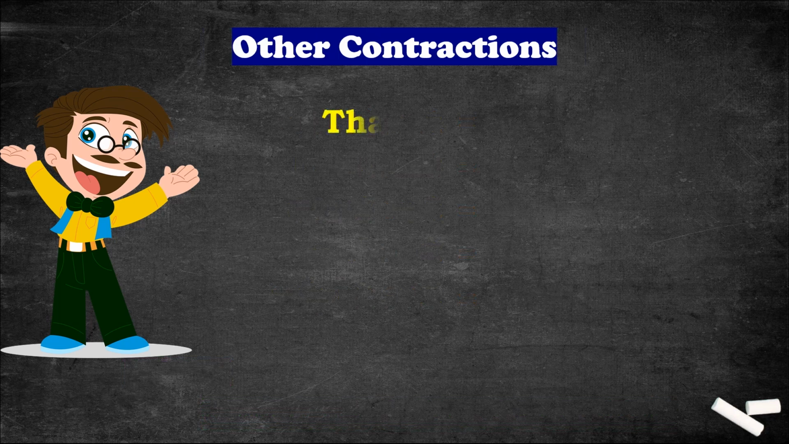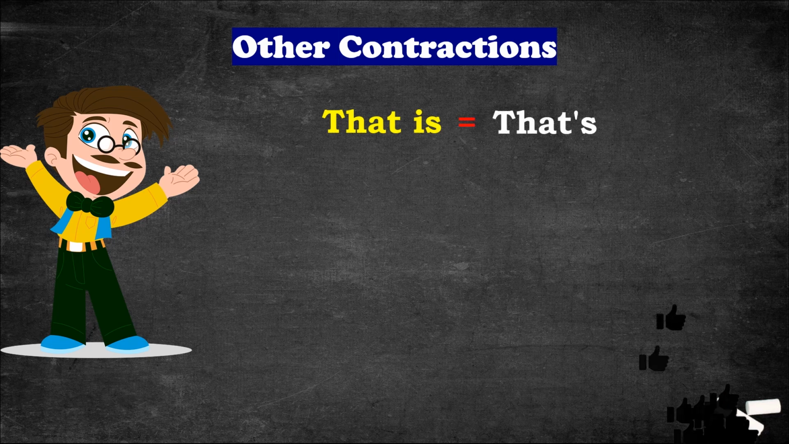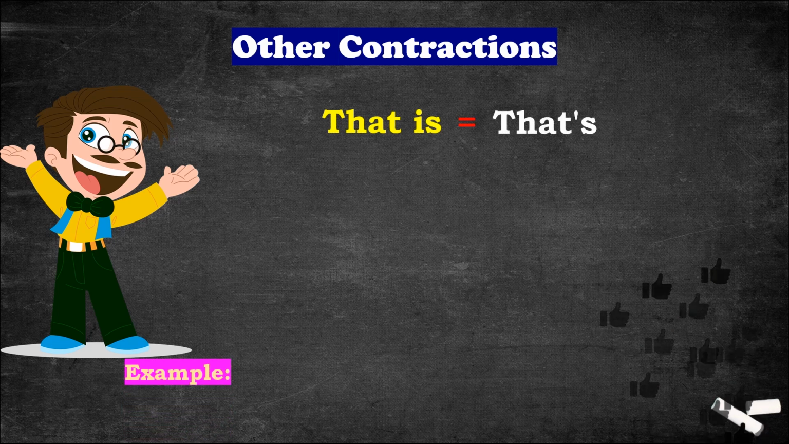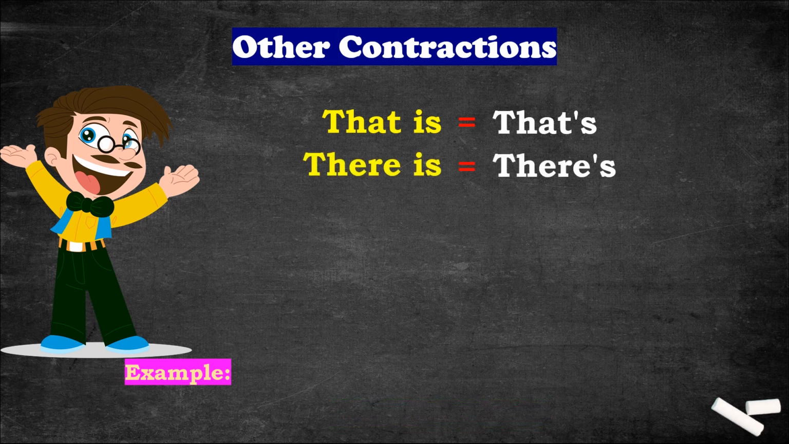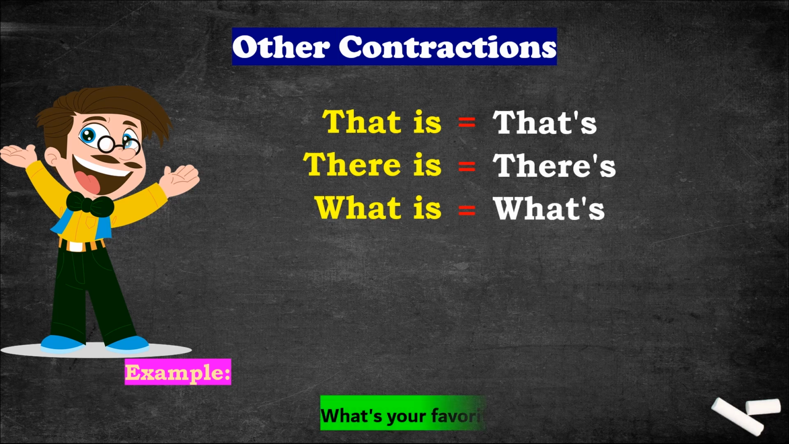Other contractions. That is, that's. Example, that's a beautiful sunset. There is, there's. There's a cat on the roof. What is, what's. What's your favorite color?